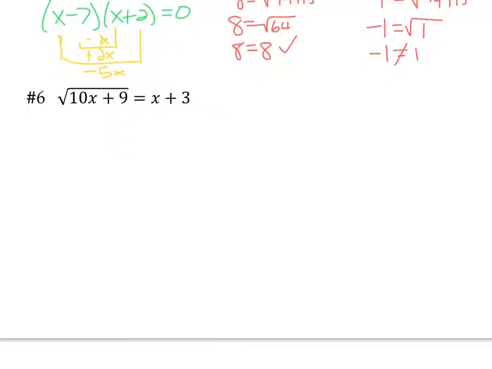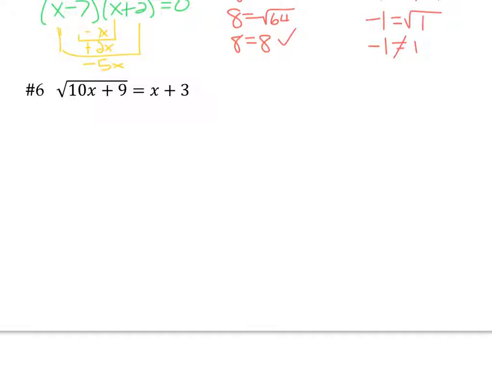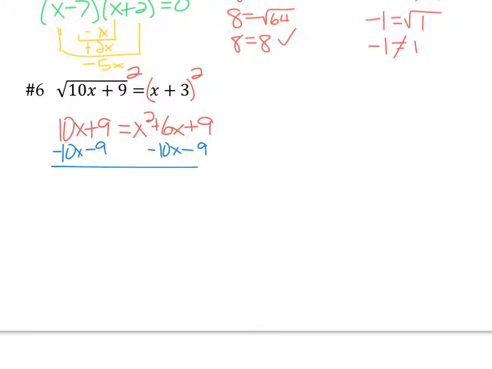Now we'll try another example here. Our first step on this is to square both sides. We're squaring the x plus 3 to FOIL it. So I'm going to have 10x plus 9 equals x squared plus 6x plus 9. Now to solve this, I want to get it set equal to 0, so I'm going to subtract 10x and subtract 9. Let's cancel. I get 0 equals x squared minus 4x plus 0. We don't have to write that part of it.